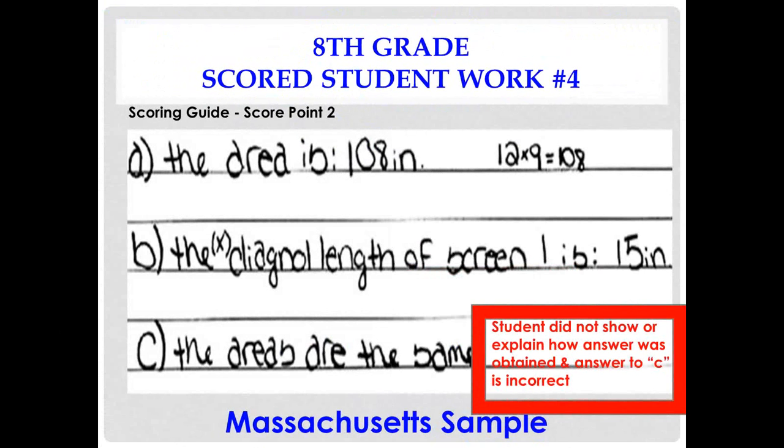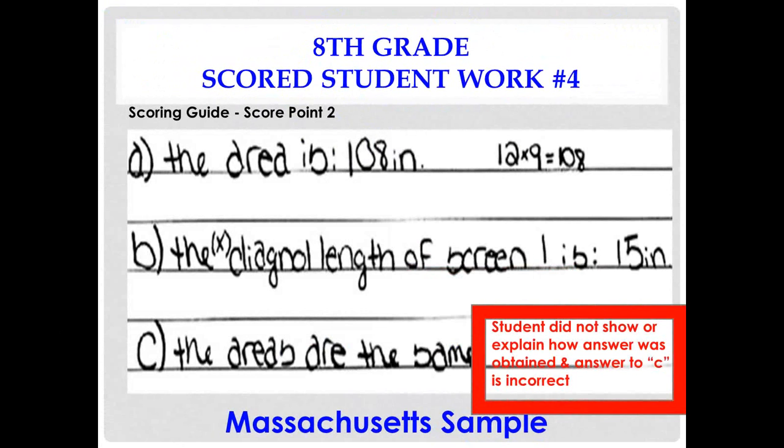Student scored work number 4. This is 2 points out of 4. They said the area is 108. And it should be expressed in square inches. So please, that's where number 6 comes in the standards for mathematical practice, making sure that we attend to precision. B is the x diagonal length of the screen is 15 inches, and they're saying that the areas are the same as well. The student did not show or explain how answer was obtained, and answer to C is incorrect. So that was my added note to probably why the student only scored 2 points out of 4.